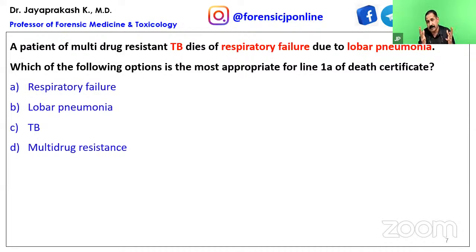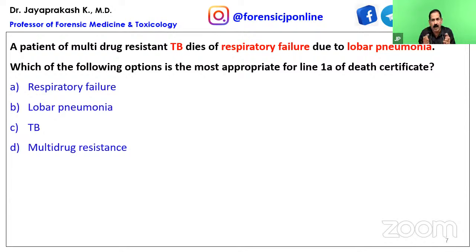Whether respiratory failure is the immediate cause of death, lobar pneumonia is the immediate cause of death, tuberculosis is the immediate cause of death, or multi-drug resistance is the immediate cause of death. Yes, tell me, please. Sir, some people are telling respiratory failure and some people are telling lobar pneumonia, sir. Okay. Whoever says lobar pneumonia, I agree. But whoever says respiratory failure, I don't agree.